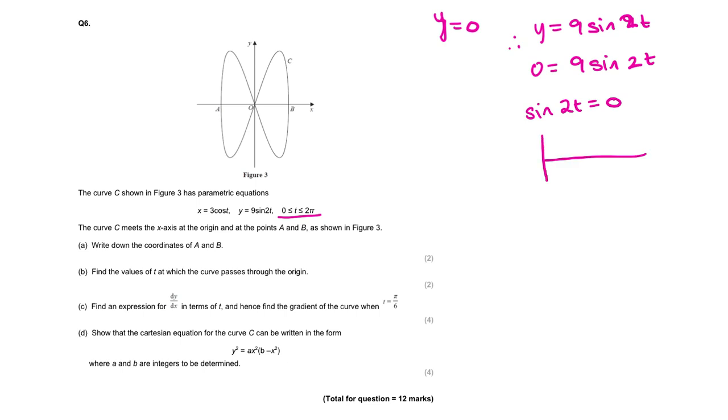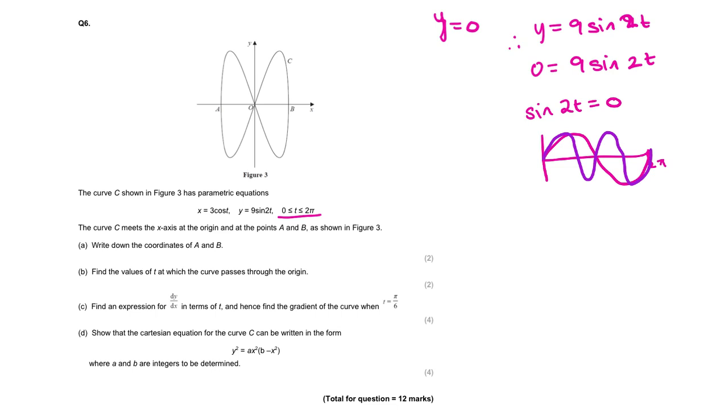So if I draw this between 0 and 2 pi, remember, if it's 2t, what's happened to the graph? It's contracted, it's halved. The normal sine graph would look like this, but now it's going to look like this.